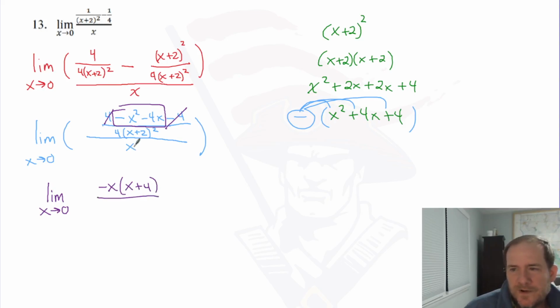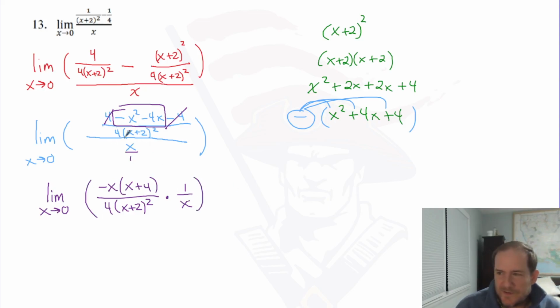Then in the denominator I see this x. No, I don't. I see the 4 times x plus 2 squared. What I did see was this x, which is over 1, and I'm dividing by it. So multiply by 1 over x instead. I still think that's going to be the cleanest way to break down these complex fractions. And I also notice that this x cancels with that one, so plugging in 0 now should not be an issue.